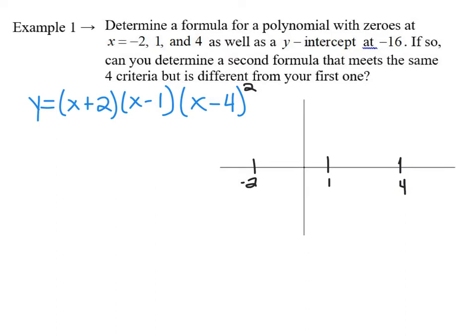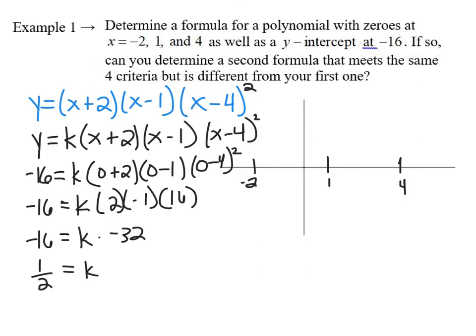Now, let's see. Are we still going to have a y-intercept at negative 16? If we plug 0 in for x, we're going to have positive 2 times negative 1, which is negative 2. But this time it's not times negative 4, right? It's times negative 4 squared, or 16. So we're actually going to have negative 2 times 16, which gives us negative 32.